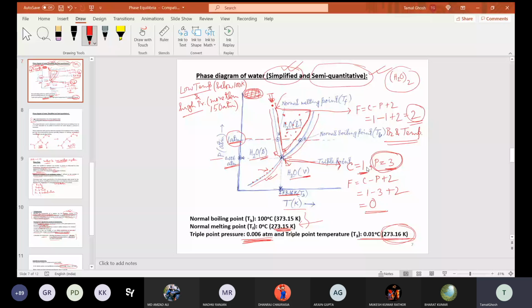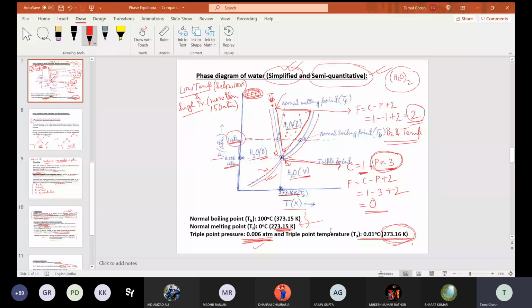So the P value will be changing, the number of phases will be changing, and F will not be equal to 0. That's why I was mentioning that each triple point has a fixed pressure and temperature condition. That pressure and temperature value is a fixed value for each triple point. So if somebody wants to mention the triple point, both values must be mentioned correctly. So this was our first example.